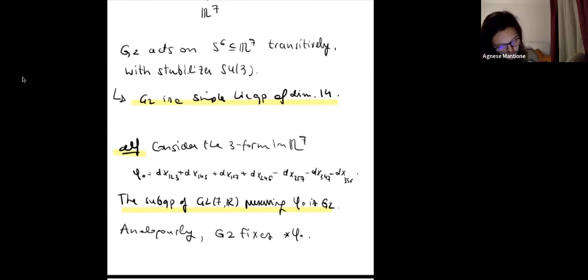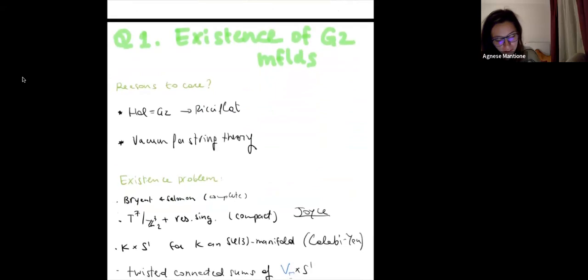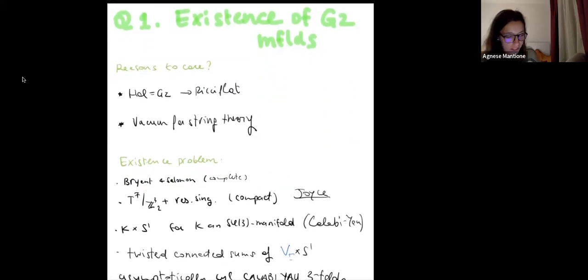Okay, so maybe let's also motivate a little bit why we should even care about these G2 manifolds or their existence. A reason to care that comes from geometry is that imposing the condition of holonomy G2, one gets some constraints on the curvature, which imply Ricci flatness. And another possible reason to care about G2 manifolds is that they work nicely in physics, specifically in string theory.